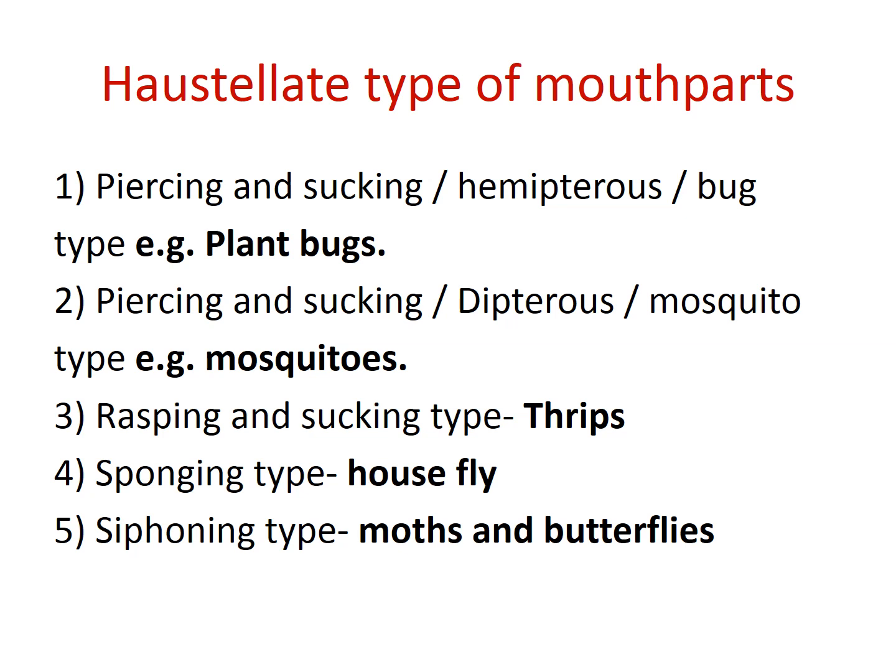Today's class deals with the suctorial type of mouthparts. The different types of mouthparts under this suctorial type: there is the piercing and sucking type, which is common in hemipterous insects, which are plant bugs that feed on the sap of plants. Piercing and sucking Dipterous type, the mosquito type, which feeds on blood. And rasping and sucking type, which are also phytophagous, thrips, and sponging type in housefly and siphoning type in moths and butterflies.